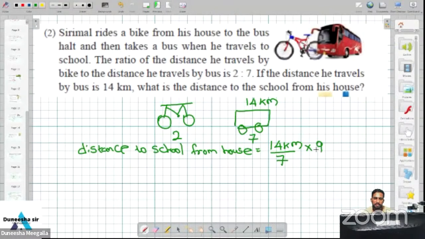What is the answer? 18 kilometers. Yes, 18 kilometers. Then house to school distance is 18 kilometers. Okay.